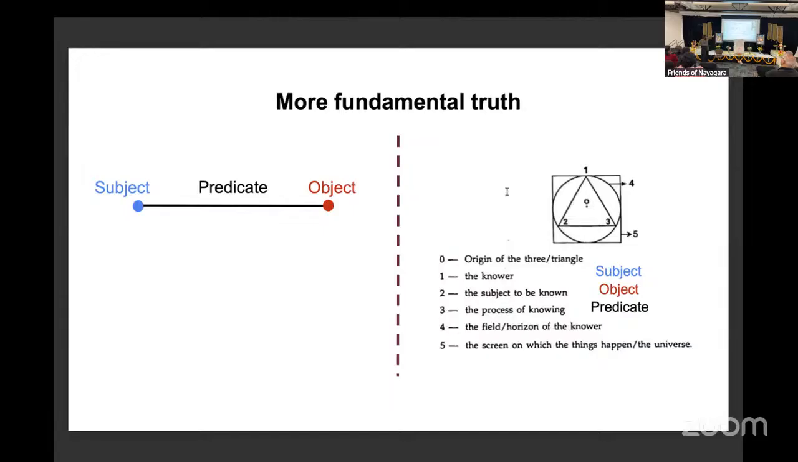Right? So, a more fundamental truth. This was a picture I showed earlier, where the subject and object are there, and they sometimes talk to each other through a predicate. But there's a more basic truth, and this is the figure from that book, from the Purush's book, where subject, object, predicate are now placed on equal footing as vertices of a triangle or edges of the triangle. Right? So the known, the subject to be known, and the process of knowing. So the subject, object, and predicate are in this triangle. Okay?